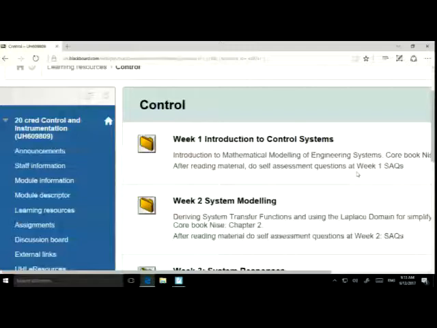PID? Has everybody heard of PID? Yeah, proportional integral derivative control. So that's the one we'll be mainly looking at. We're going to look at different ways of designing PID systems. But before we can do that, we need to be able to mathematically model the basic system without a controller.